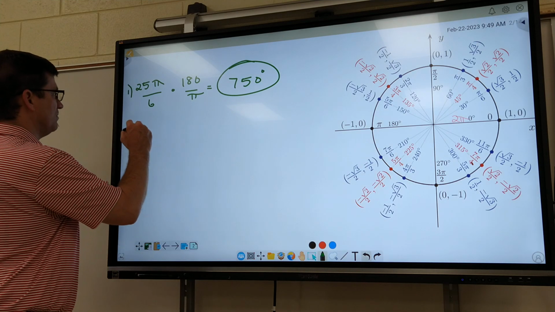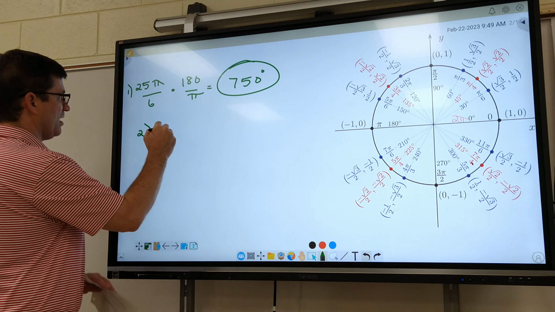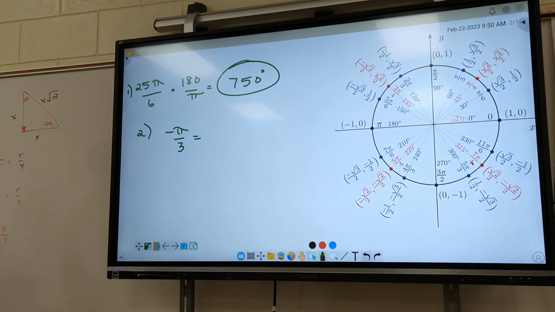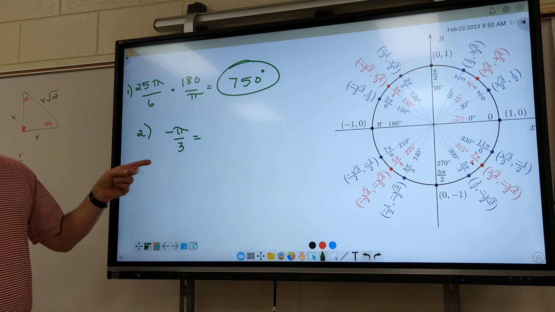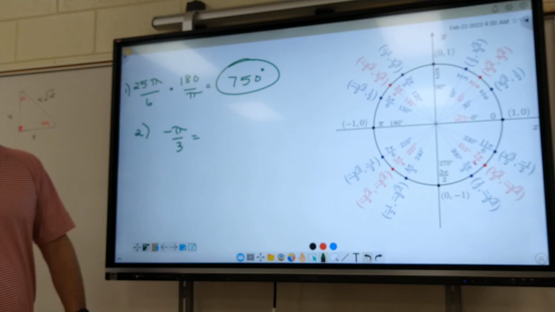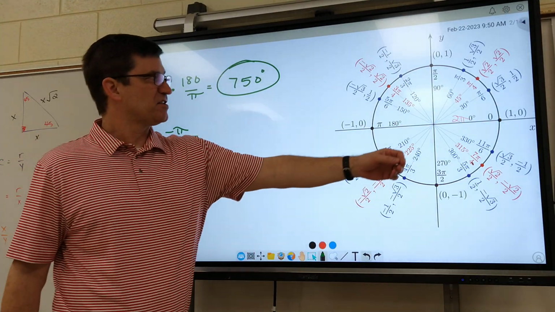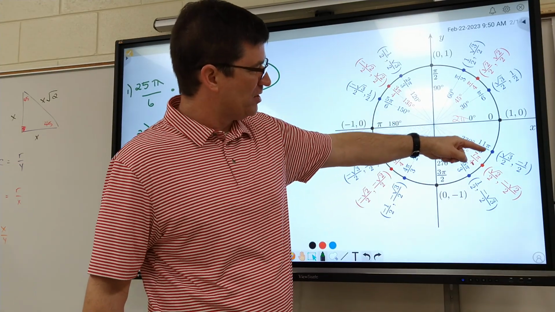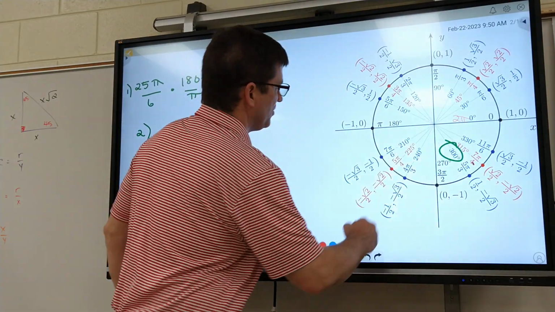All right, look at the next one. Number 2, negative pi over 3. All right, so this one you can either multiply by 180 over pi, or you can just find it on the circle. Because everybody should be able to find negative pi over 3 on the circle. If positive pi over 3 is up 3 points, go back to 0, negative pi over 3 is down 3 points. It's 300 degrees.